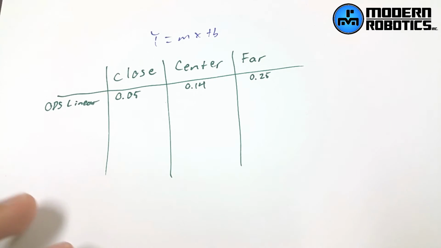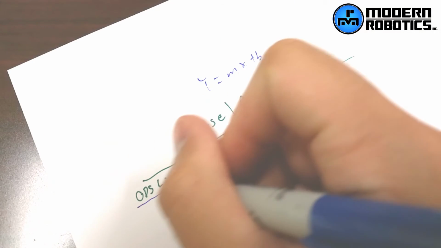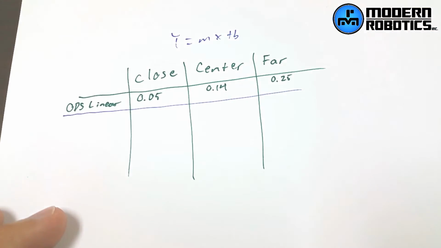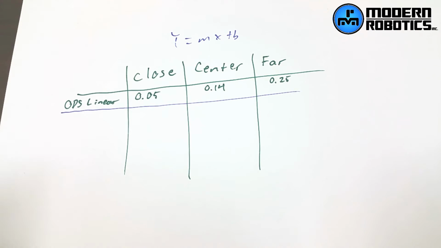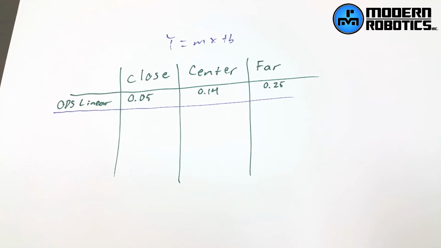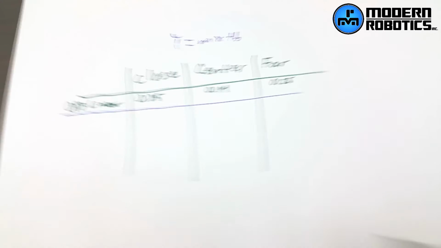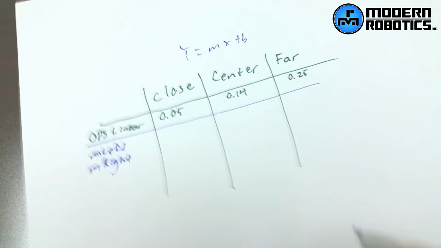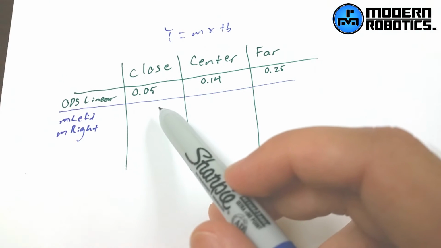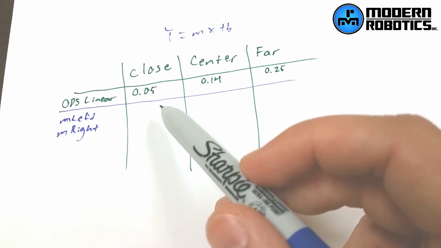Now the next thing we want to do was to visualize what's going to happen. So the optical distance sensor is on the left side of the robot, so that means if we're too close, we need to speed up the left motor and slow down the right motor. So we're going to look at M left and M right. So if we're too close, we need to speed up the left motor.